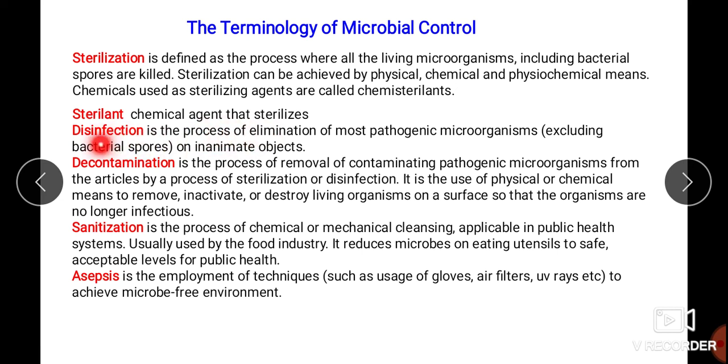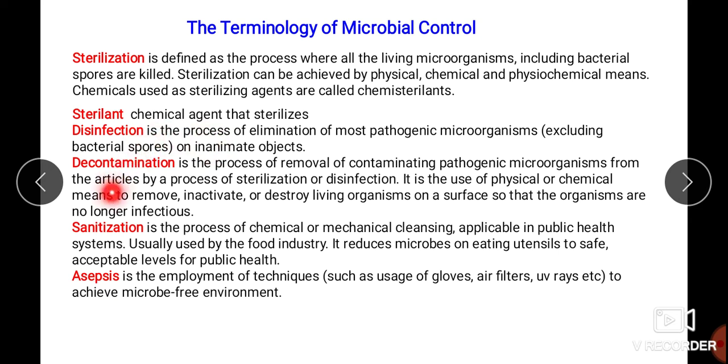Disinfection. Disinfection is a process of elimination of most pathogenic microorganisms, but in disinfection there is no killing of bacterial spores; it is only killing of vegetative cells, and it can be applied on an inanimate object. And disinfection was first given by a scientist, Joseph Lister.